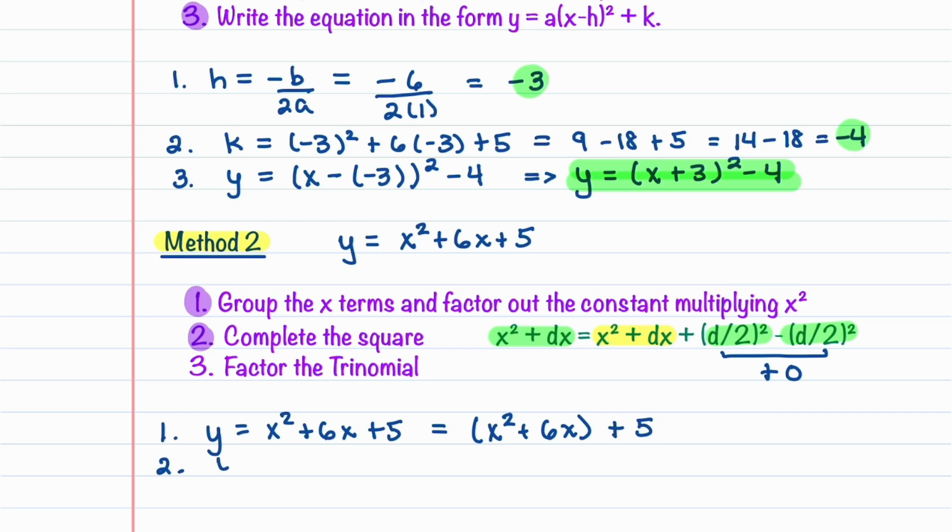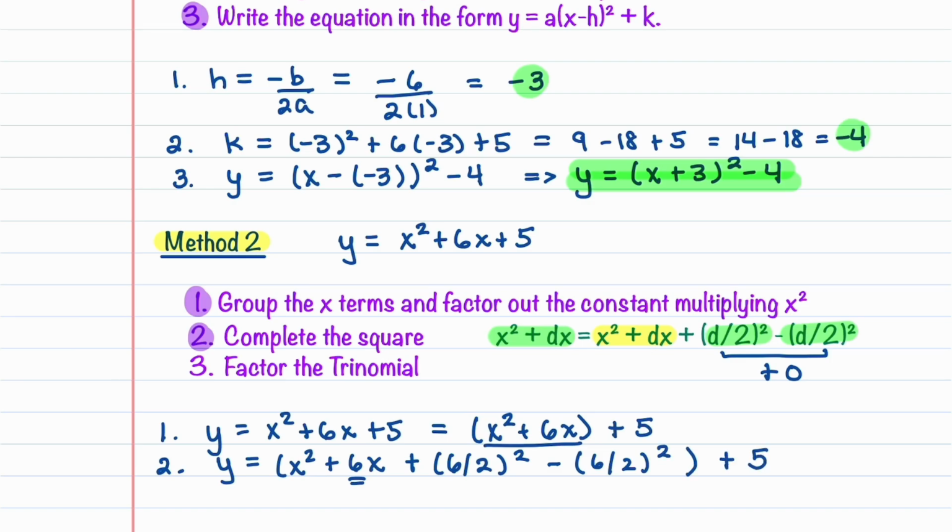For our step 2, I'm going to write down y is equal to, now we're going to complete the square, and we're going to look at what's inside our parentheses here. We're going to have x squared plus 6x. Our 6 is our d. So we're going to take the 6 and divide it by 2. So we're going to add 6 divided by 2 and square that. And then we can't change the problem, so we also have to take that away. So it's essentially adding 0. We'll close our parenthesis and then our 5 comes along for the ride.